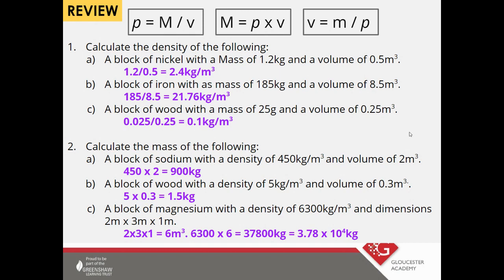For part C, I've just made you have to work out a volume because it's a useful skill to have. You're learning it in your GCSE maths, but you should also be able to do it here. So if I've got a block 2 meters by 3 meters by 1 meter, the volume is all those numbers multiplied together. So that's 6 meters cubed. The mass is 6,300 kilograms per meters cubed. So 6,300 times 6 is 37,800 kilograms. Again, if you can, write it in standard form. You're less likely to make a mistake with those zeros.